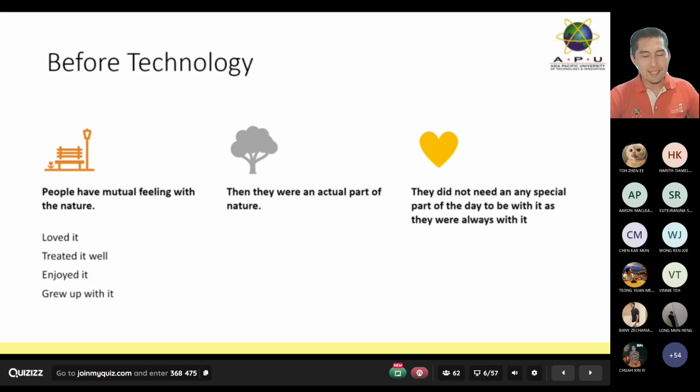Now do take it with a grain of salt. Do take it in a way that I think it's important to just understand where things come from, right?